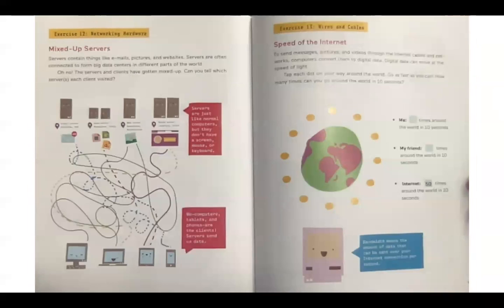Exercise 12, networking hardware. Mixed up servers. Servers contain things like emails, pictures, and websites. Servers are often connected to form big data centers in different parts of the world. Oh no, the servers and clients have gotten mixed up. Can you tell which servers each client visited?